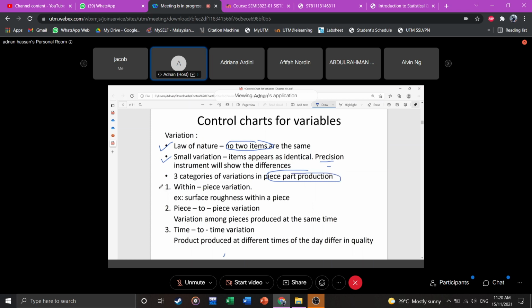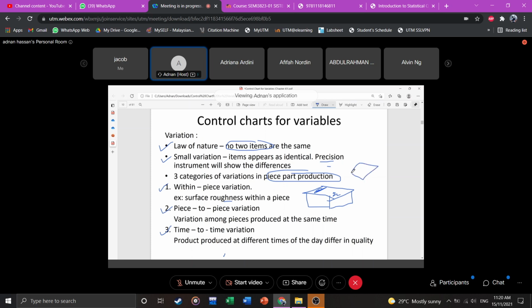So three categories of variation when we produce a part: within-piece variation, piece-to-piece variation, or time-to-time variation. Variation can happen within the piece. Let's say you have one piece, one block of whatever product you produce. The variation is happening within this piece. For example, this side may be smooth, this side may be very rough. Another variation is between this piece and another piece.